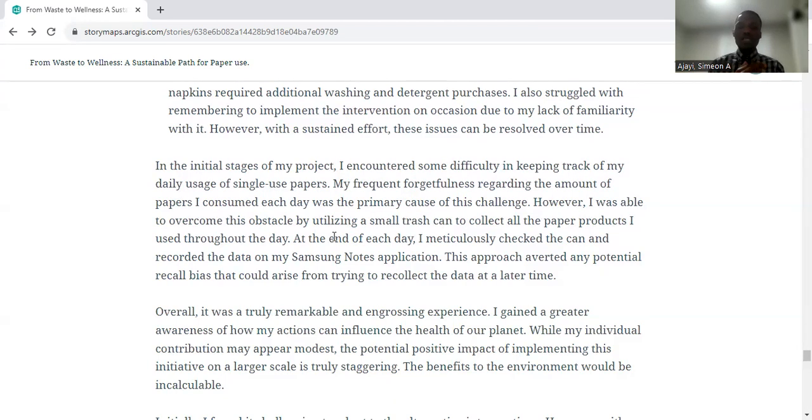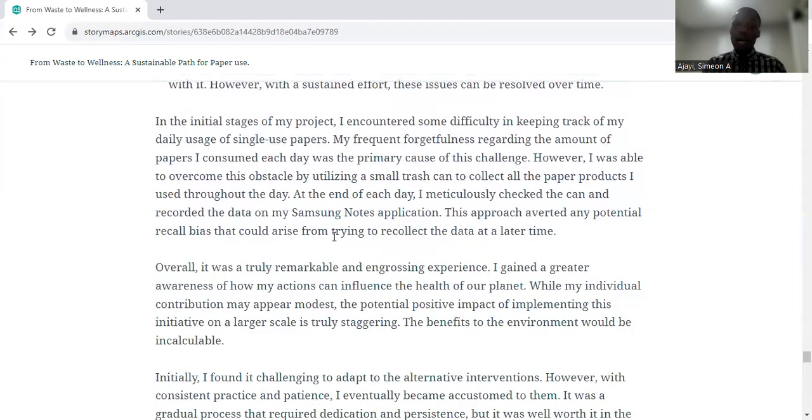My Samsung Note application serves as a kind of diary for me. So I recorded the number of papers I used daily into my Samsung Note, and after the week, I just transferred that information into the Google datasheet that had been provided by the project instructor. This approach averted any potential recall bias that could arise from trying to recollect data at a later time.